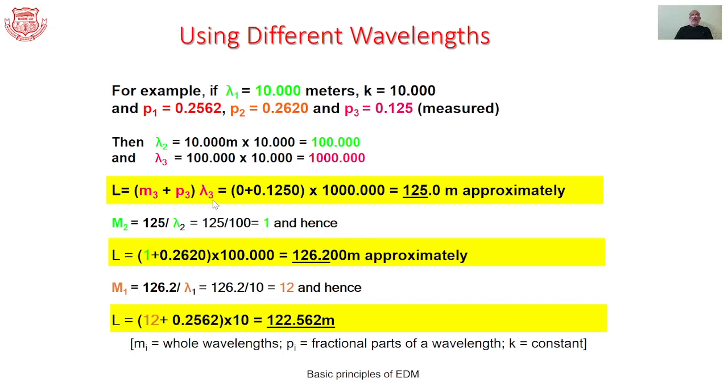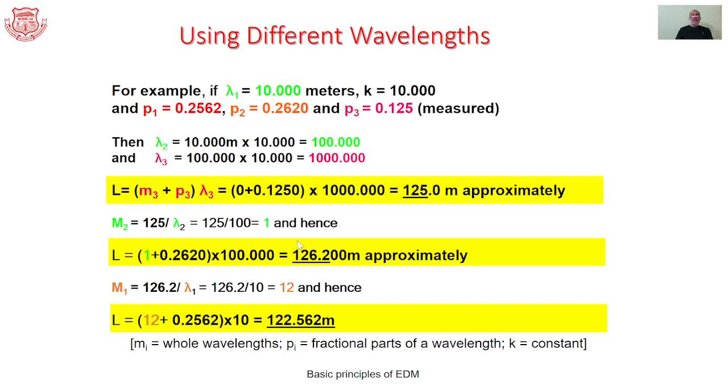So corresponding to lambda 3, having the wavelength greater than the distance to be measured, the number of full wavelengths will be 0. That fraction is given as 0.1250. Hence, the distance will be approximately 125 meters. Subsequently, we employ the shorter wavelength lambda 2, which is 100 meters. For that, we can determine the ambiguity: 125 by lambda 2, where lambda 2 is 100. Hence, the number of full wavelengths determined will be 1. So L can be determined as 1 plus P2, which is 0.2620, multiplied by the wavelength, and hence the result is refined as 126.2.